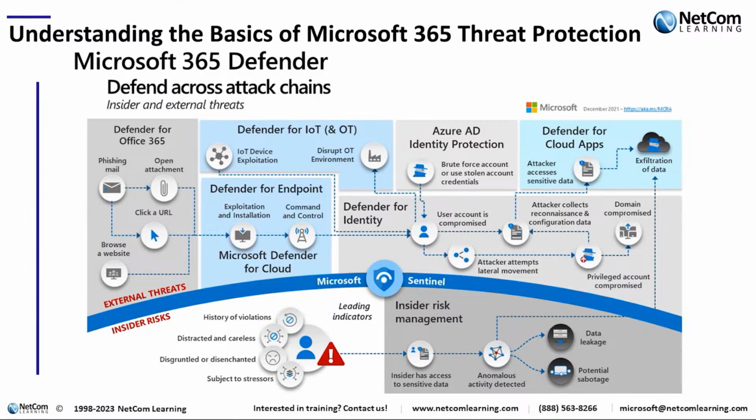If that person does get access to sensitive data, the Sentinel tool will detect anomalies. If a person doesn't normally go to this place and then all of a sudden they're connected to it, that means that there could be data leakage. There could be potential sabotage, or the exfiltration of data to some third-party organization.